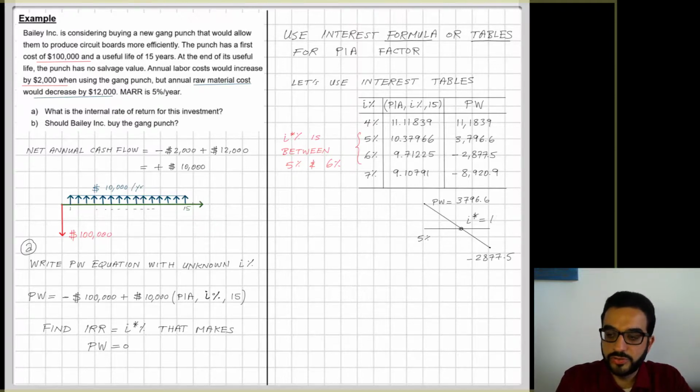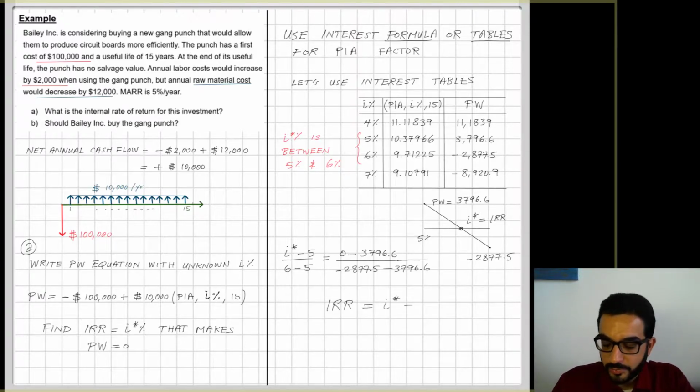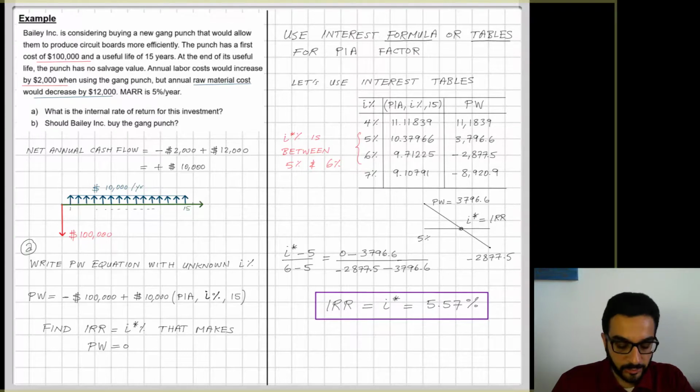So now you will use interpolation to see what point between 5% and 6% gives a zero present worth. Solving whatever trigonometry way or interpolation way you use, I will end up here with 5.57% IRR. So regardless of your MARR, this investment or this decision has a rate of return of 5.57% IRR.